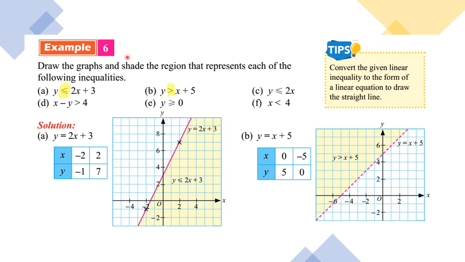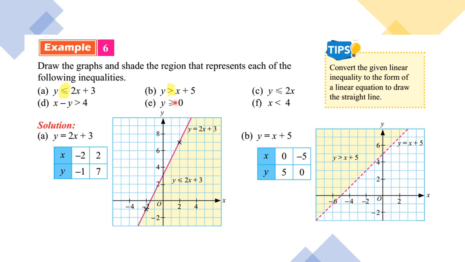Example 6. Draw the graphs and shade the region that represents each of the following inequalities. A. y is less than or equal to 2x plus 3. First, we construct the table. Next, we plot the points negative 2, negative 1, and 2, 7, and join them with a solid line. Lastly, we shade the region below the straight line because the inequality sign is less than or equal to.